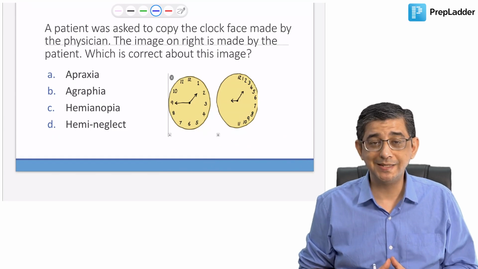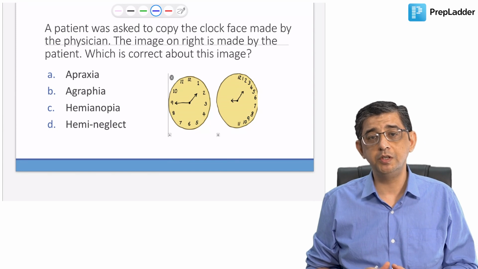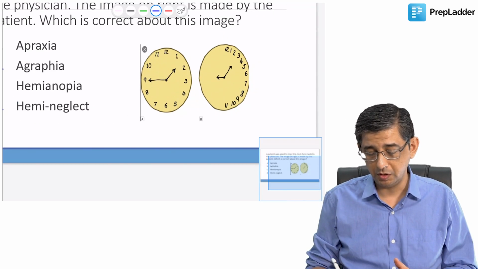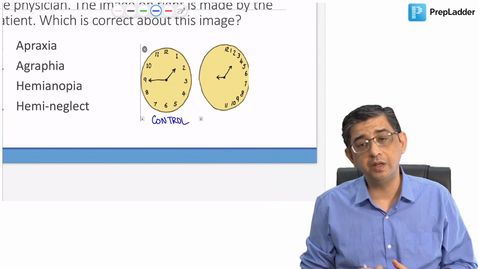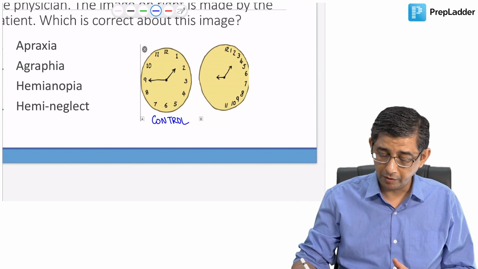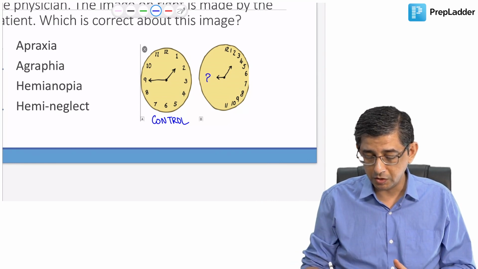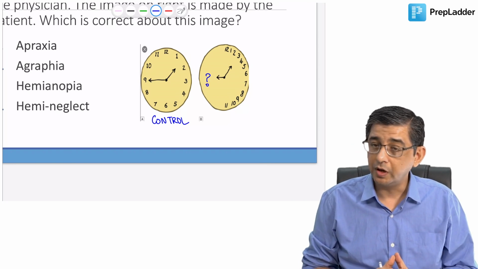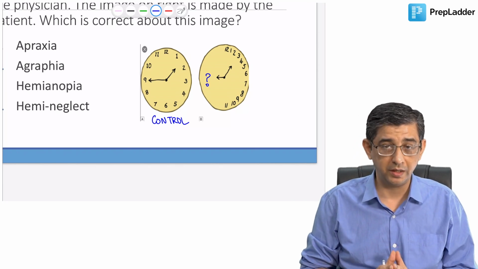Coming to the next one, he said a patient was asked to copy the clock face made by the physician. The image on the right is made by the patient, whereas the one on the left is made by the physician. This is the control. This is what you and me can draw. But you will notice that in this particular patient, he is able to write from 12 to 11, something like that, but he is not mentioning any numbers that should be present on one particular side. Majority of guys have answered this question as hemineglect, which is not the correct answer.